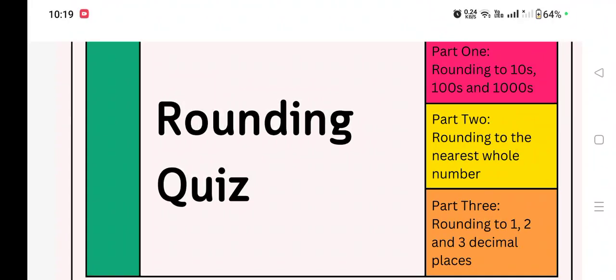Today we will study how to do rounding of the number.